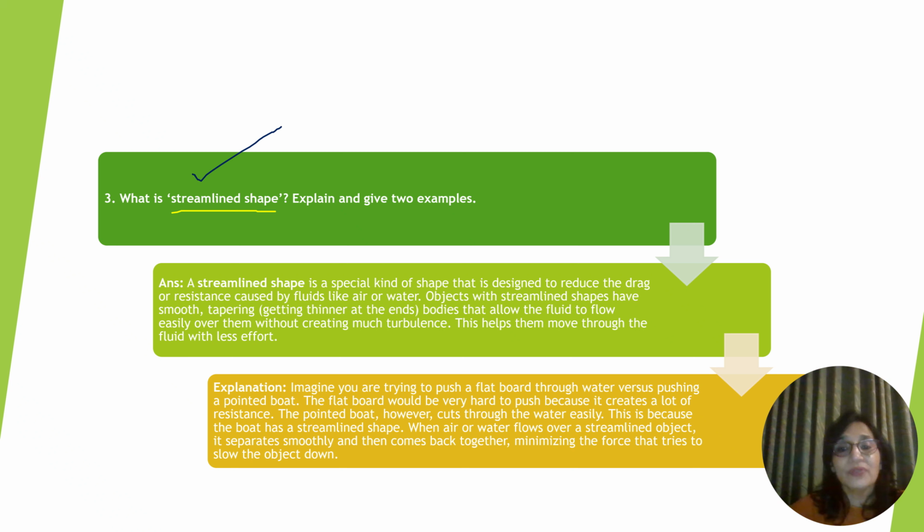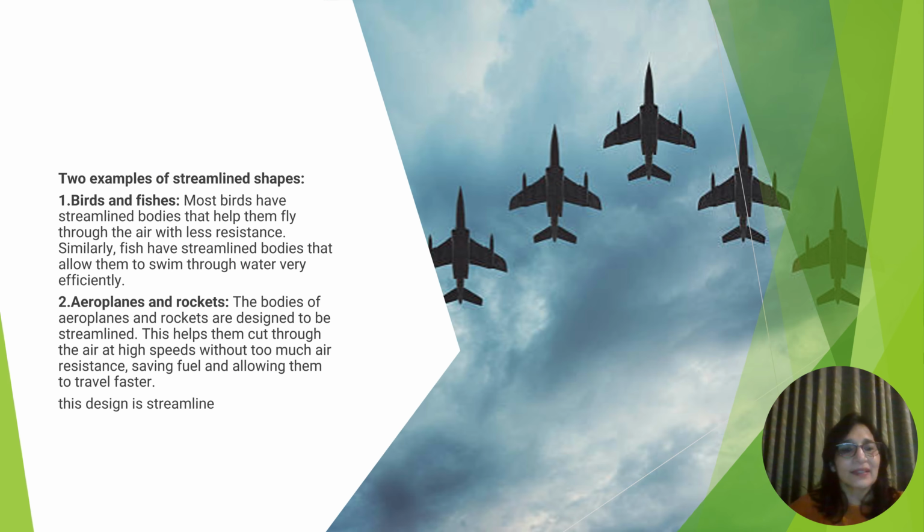When air or water flows over a streamlined object, it separates smoothly and then comes back together, minimizing the force that tries to slow the object down. I hope this point is clear. More detail will be explained as well. Can you see the picture on the screen? There are 2 examples of streamlined shapes, birds and fishes. Most birds have streamlined bodies that help them fly through the air with less resistance.